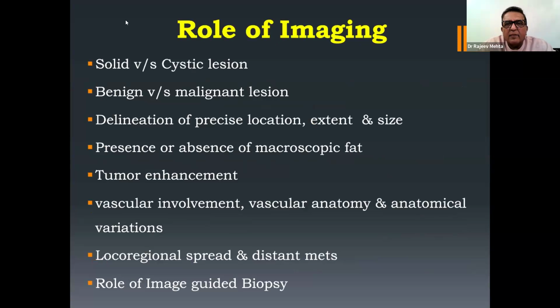Imaging primarily helps in differentiating solid from cystic lesion. Imaging will help in defining benign from the malignant lesion to a great extent. It helps us to delineate the precise extent, location, and size of the mass, thereby helping in tumor staging. Presence or absence of macroscopic fat can change the diagnosis. Tumor enhancement will tell you about the tumor vascularity, not only within the mass itself, but also neoangiogenesis. Vascular involvement, vascular anatomy and anatomical variation are of great importance to surgeons before taking up such patients for surgery, and we will discuss that in much more detail. On top of that, imaging helps in local regional spread and distant metastasis. And in a few cases where the masses are of indeterminate etiology, the role of image-guided biopsy will be discussed.